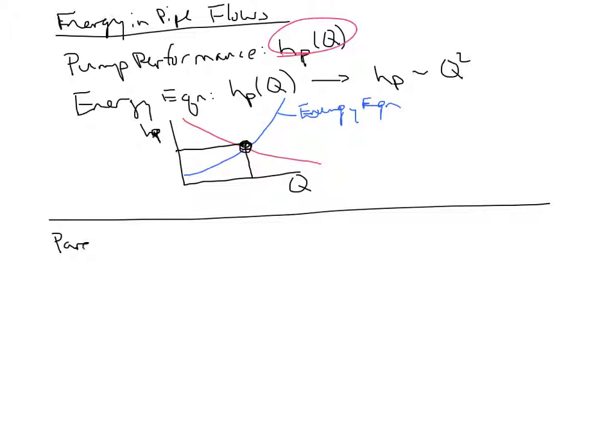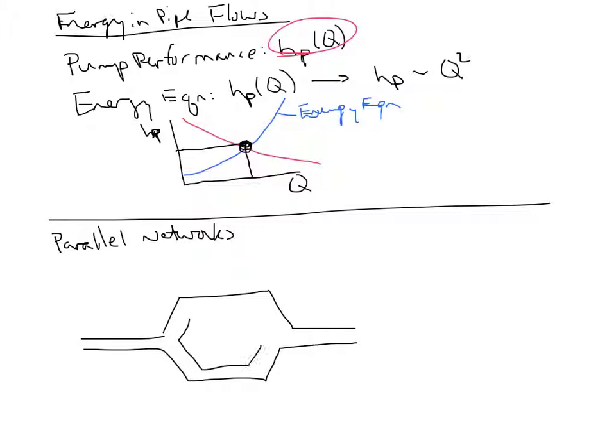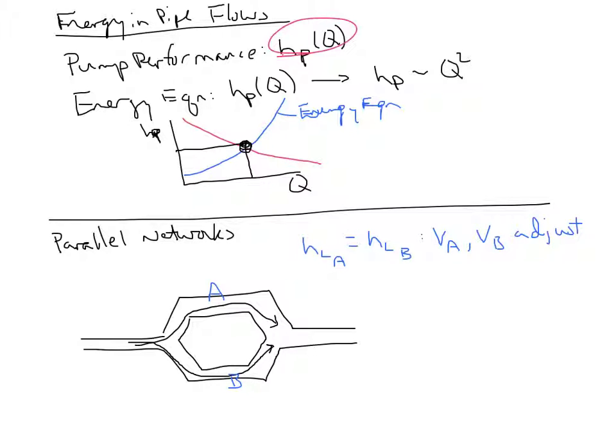The second is parallel networks. And in parallel networks, the key result is if we have a pipe that branches, I'll just do it with 2 for this example, then the head loss along flow route A has to equal the head loss along flow route B. So if I think about the head loss going along A, the head loss along A has to equal the head loss along B. And what happens is the velocity along A and the velocity along B will adjust in order to make that balance happen.